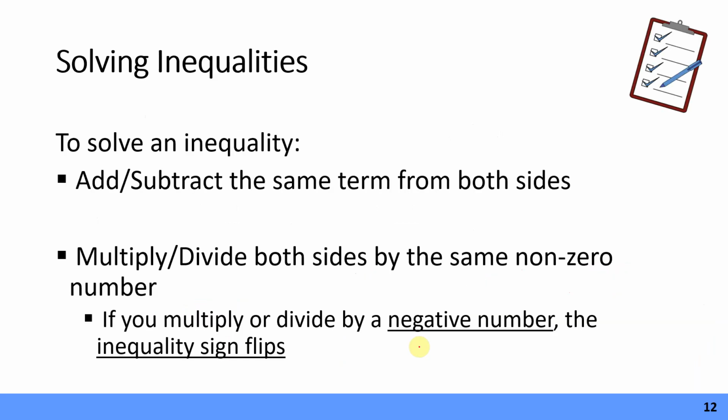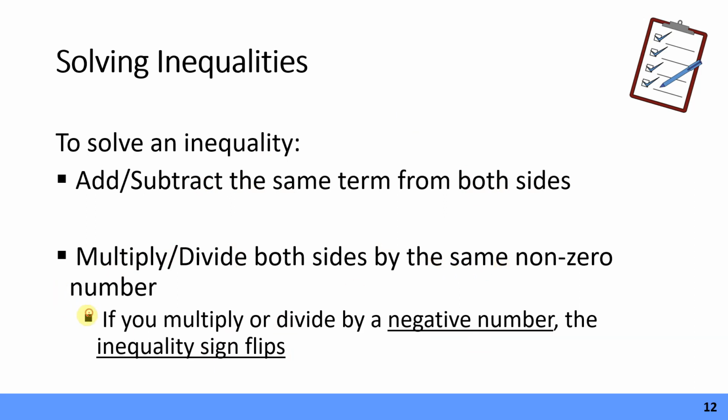All right, you have made it to the last part of this topic. Now that you know how to solve equations, we're going to go ahead and solve inequalities. To solve inequalities, you can do the same thing we've been doing. You can add or subtract the same number from both sides. You're still free to do that. You can multiply and divide both sides by the same number. Just make sure it's not 0.